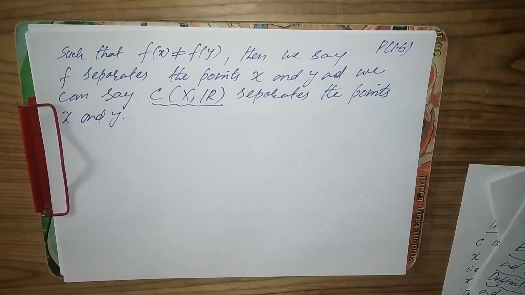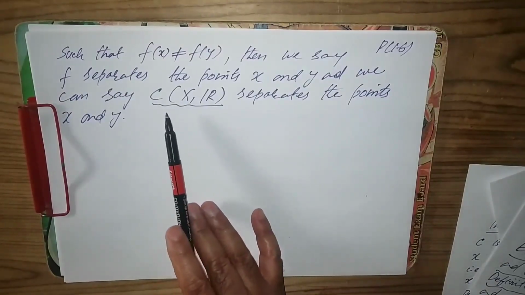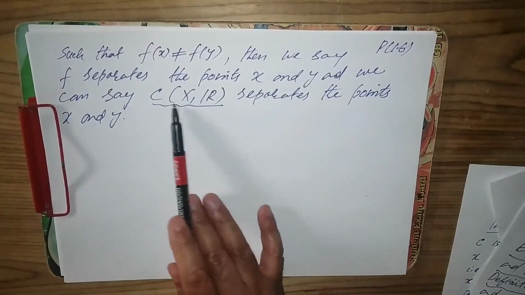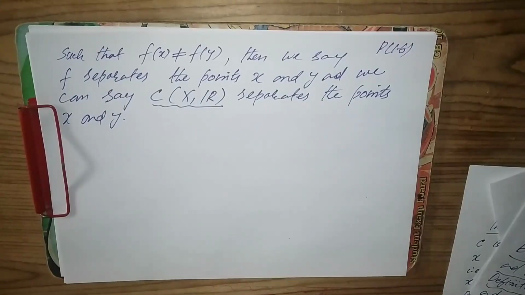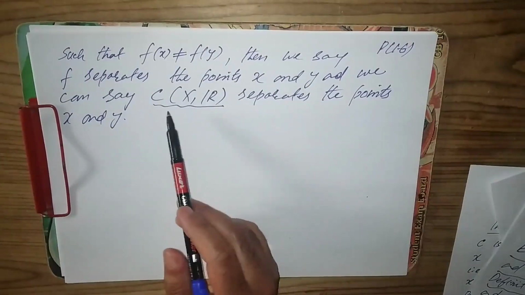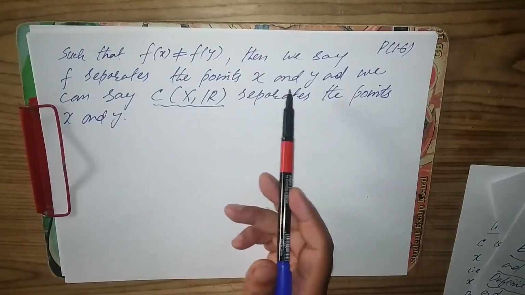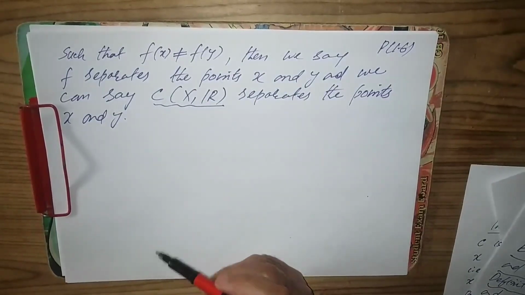The next theorem is the connection between the topological space in which C(X,R) separates the points of that topological space and the Hausdorff space. This property is very important. It's the connection between these two: Hausdorff space and the separation of points of a topological space by means of the set of continuous mappings. So, the theorem is the following.